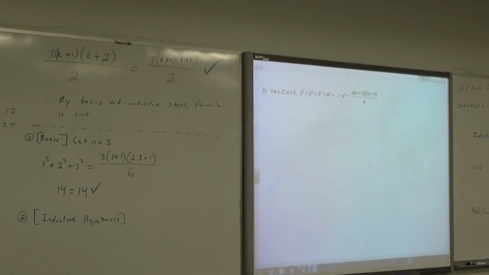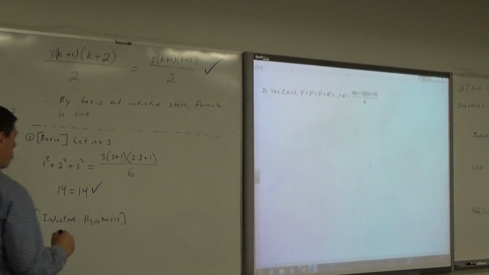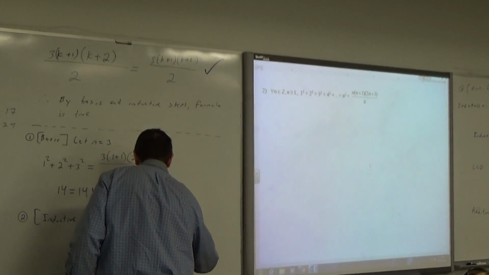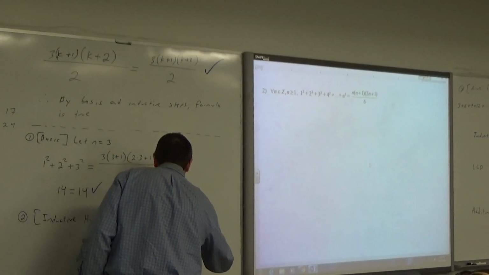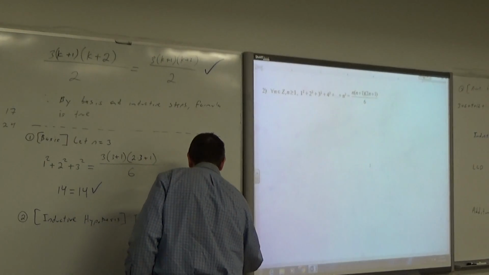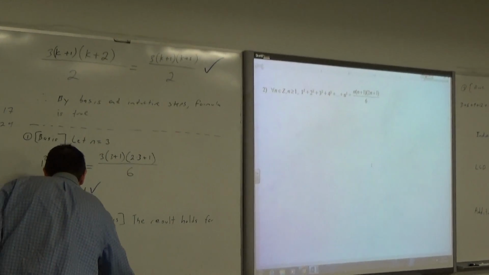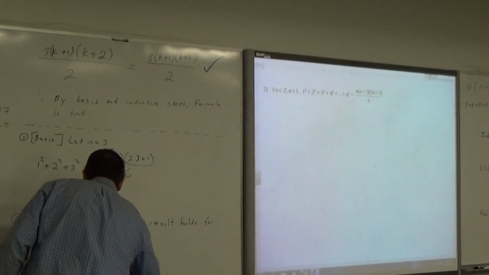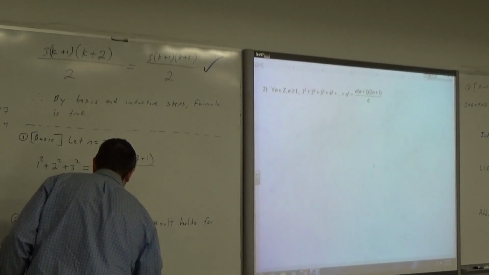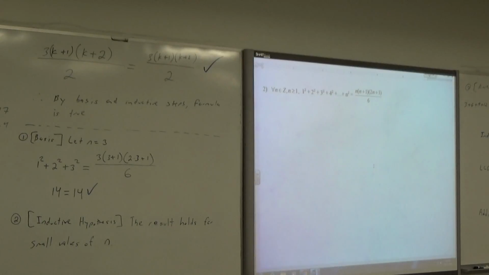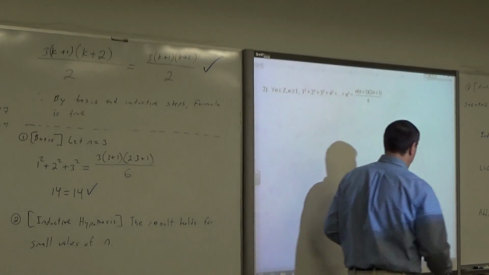We assume the result holds for small values of n. In other words, we can't find a counterexample. Not that we tried very hard, but we could if we really wanted to. We would assume that it works if we find something small and it works. Now we assume the result holds true for n equals k. Okay, so let's go over here and erase some board.